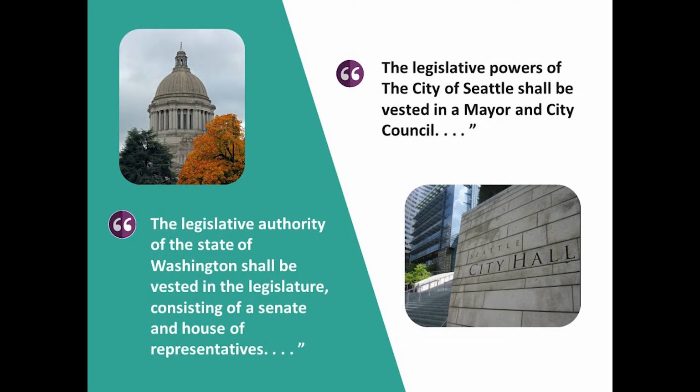And at the local level, county and city charters typically vest the power to make laws in the local legislative body. For example, the Seattle City Charter vests all legislative powers in a mayor and city council. The charter further states, "every legislative act of the City of Seattle shall be by ordinance," which must be adopted by a majority vote of the city council.